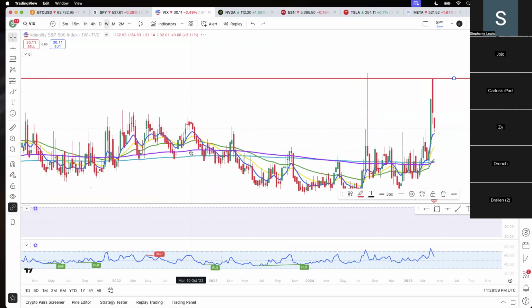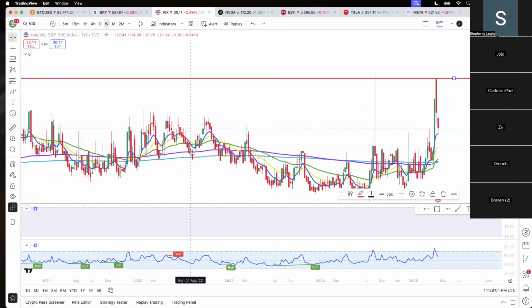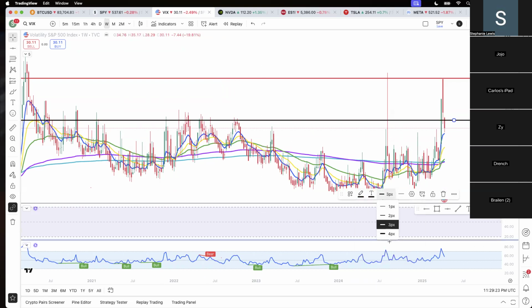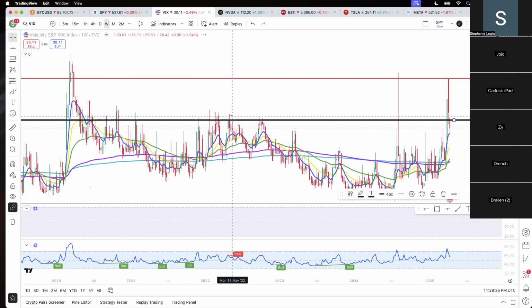Let's go to the weekly. All right, so I had all this consolidation here. I pretty much marked this. I'm trying to get the most touches possible. It won't be perfect just because we have all this chop, but I'm trying to get as many touches as possible because I'm trying to find a breakout level. So this area is like a breakout level for the VIX on the weekly.